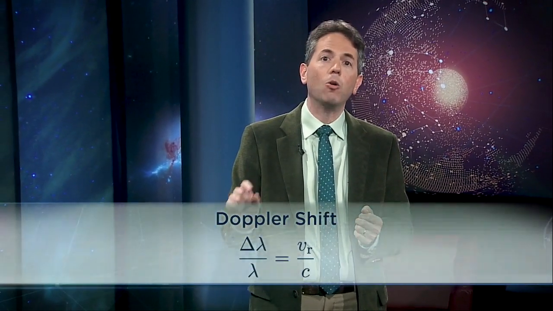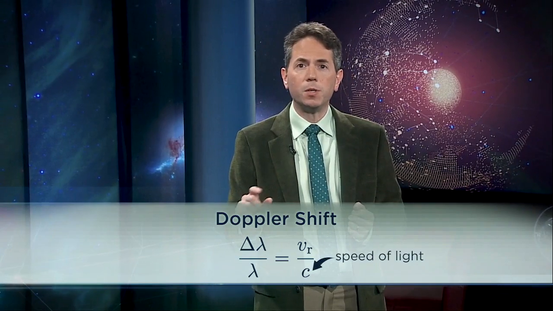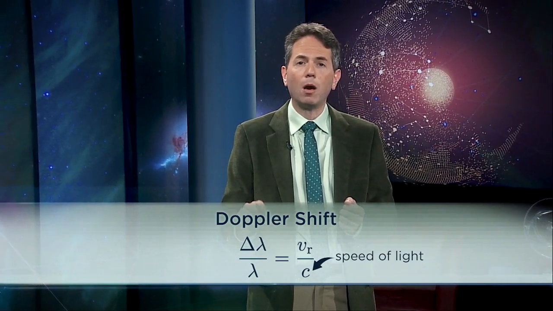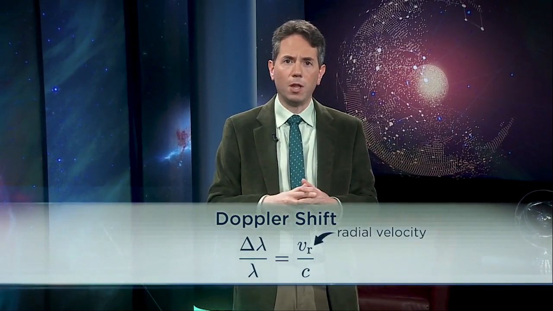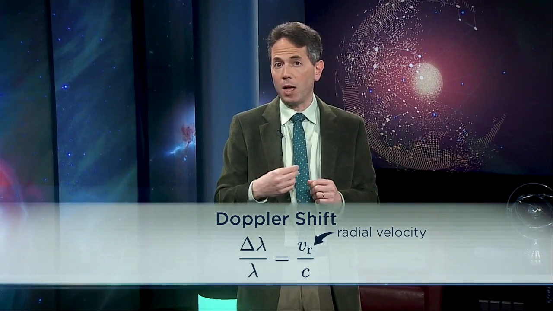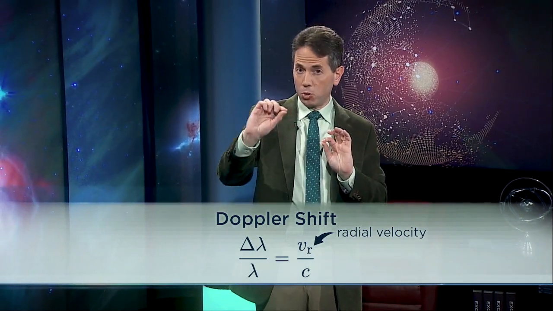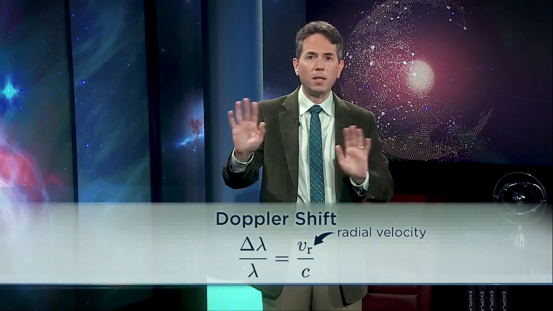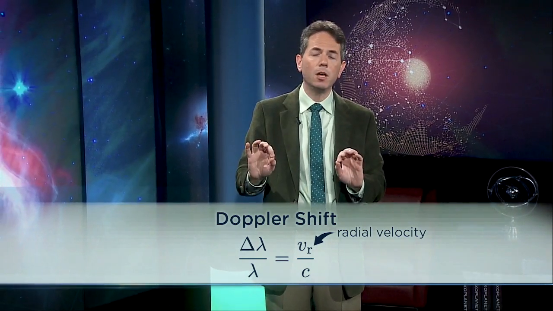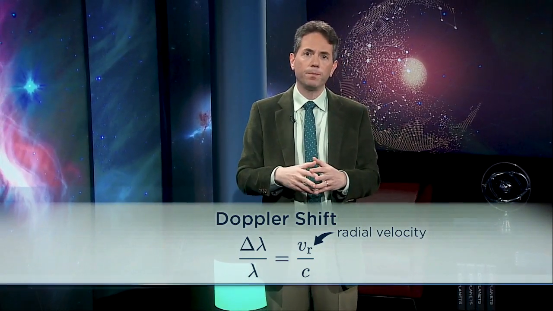Well, the same thing happens when you have a moving source of light. The fractional shift in wavelength is equal to Vr over c, where c is the speed of light, and Vr is the so-called radial velocity, the component of the velocity along the line between the star and us. That's the only component of the velocity that produces a Doppler shift.